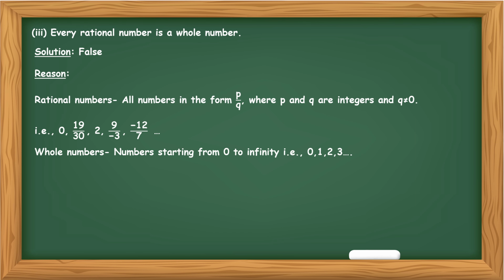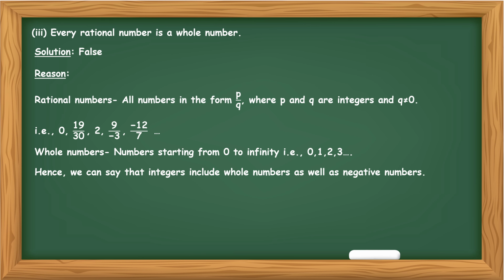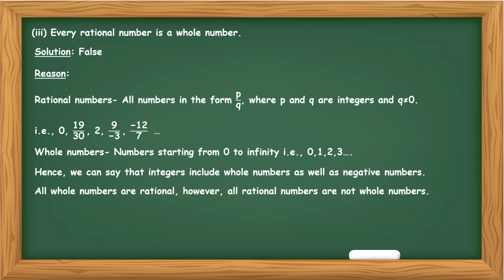And what are whole numbers? Again, whole numbers are numbers starting from 0 to infinity. So we can say that integers include whole numbers as well as negative numbers, and all whole numbers are rational. However, all rational numbers are not whole numbers.